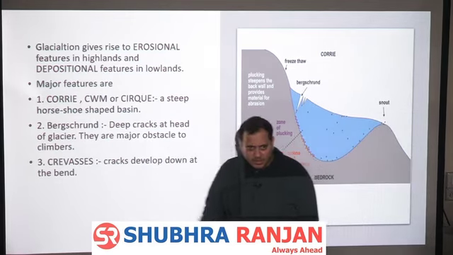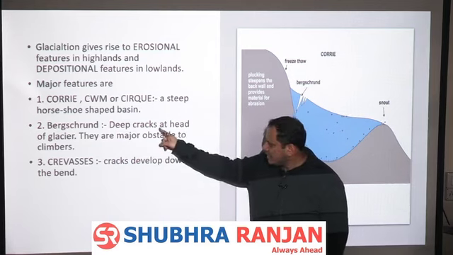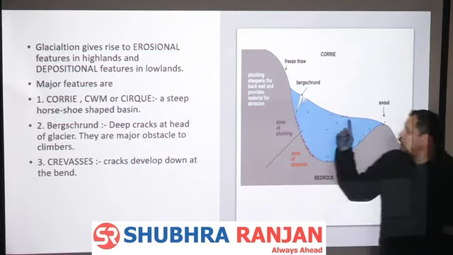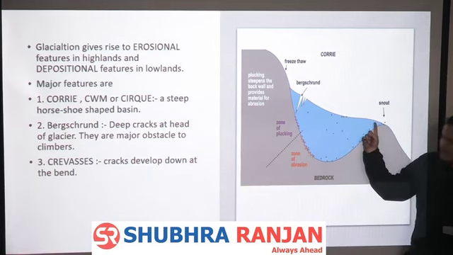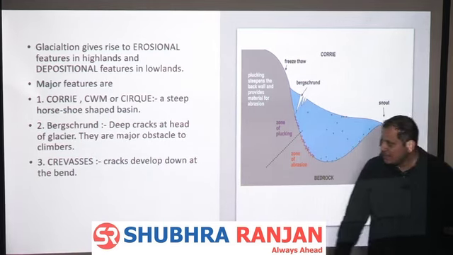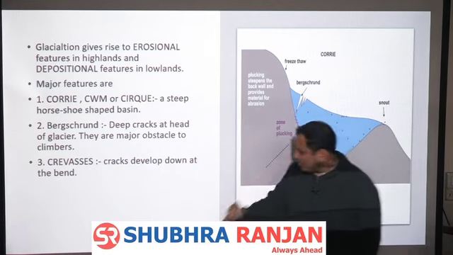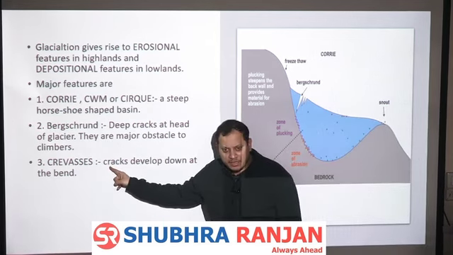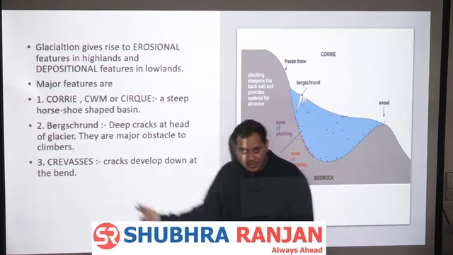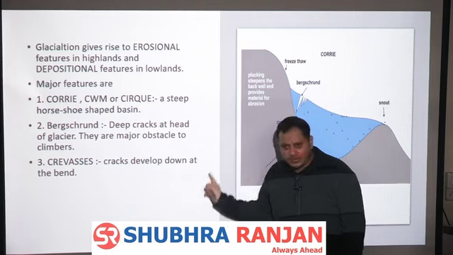Second is Bergschrund. So what is Bergschrund? Deep cracks at head of a glacier. Cracks यहाँ पे भी मिलेंगे, cracks यहाँ पे भी मिलेंगे. But Bergschrund is these very deep cracks that are found at the head of a glacier. And smaller cracks that are found at the bottom are known as crevasses. Understood this? Smaller cracks are known as crevasses. हम फिर से लिखेंगे. But have you understood this?